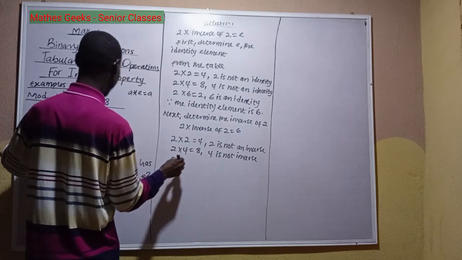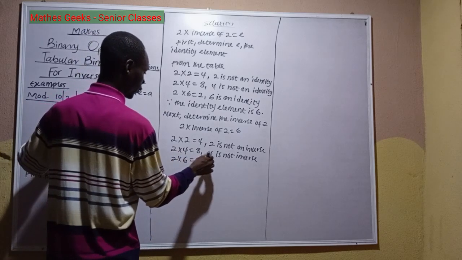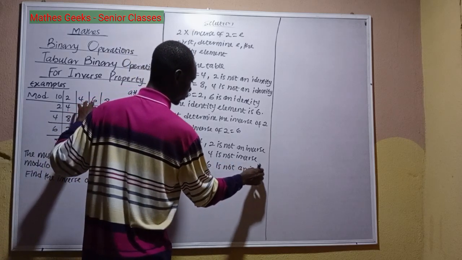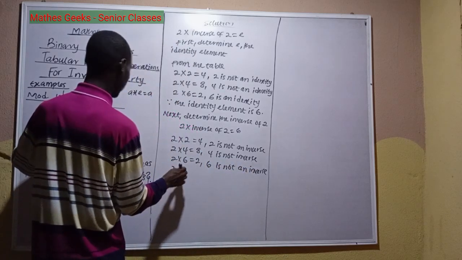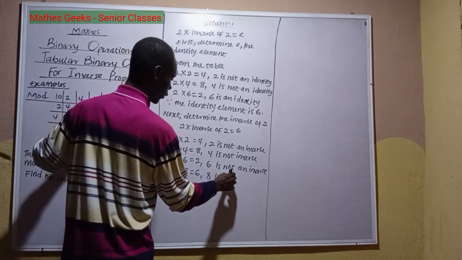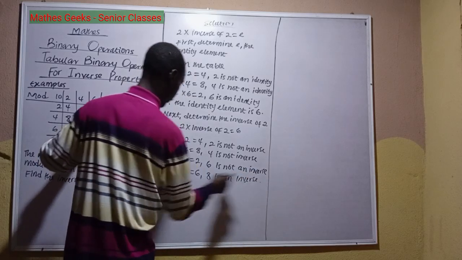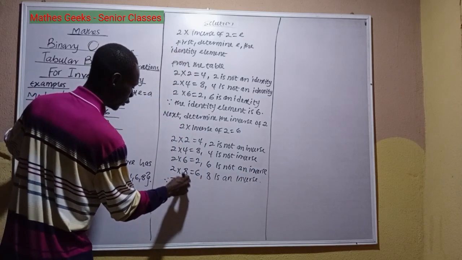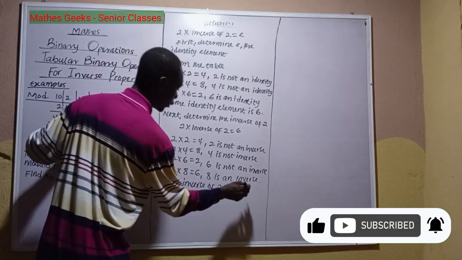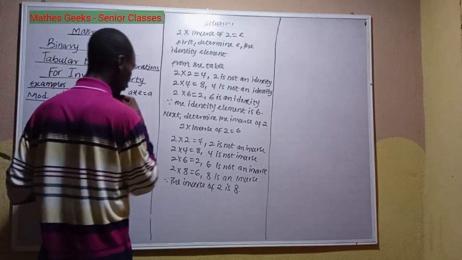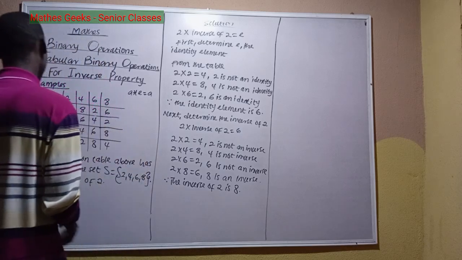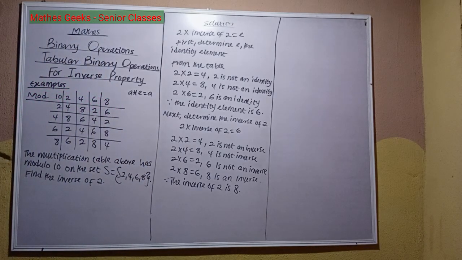2 times 6 is giving us 2, so 6 is not the inverse. And then 2 times 8 is 6. So 8 is the inverse. Therefore the inverse of 2 is 8. So 2 operation 8 will give us 6, which is the identity element of this operation.